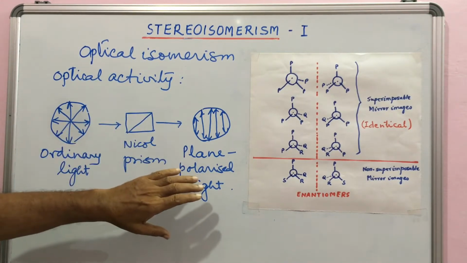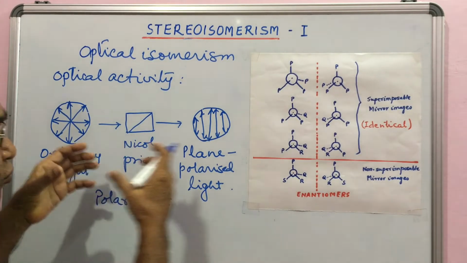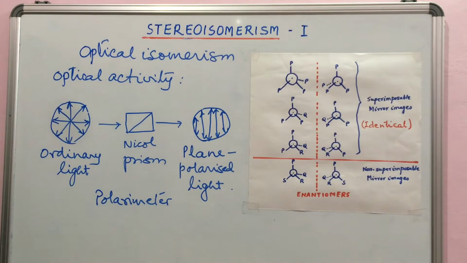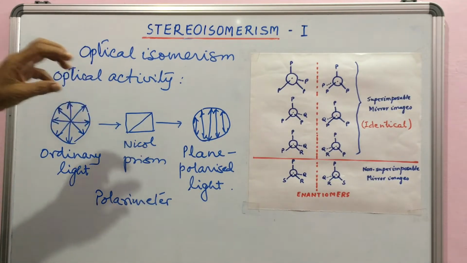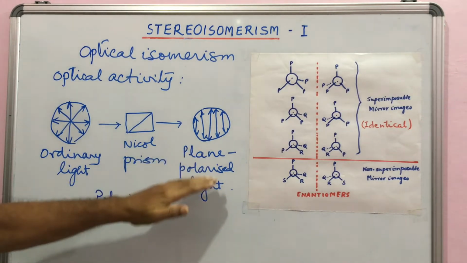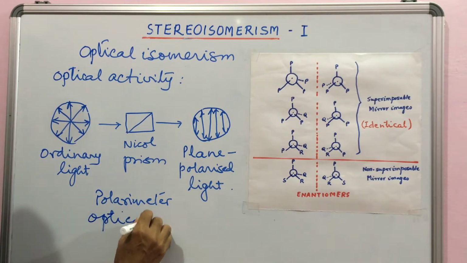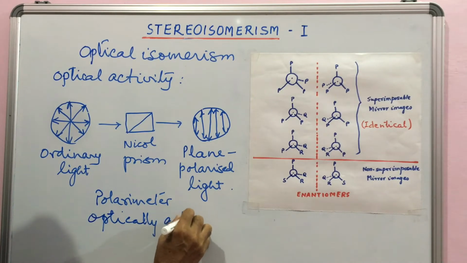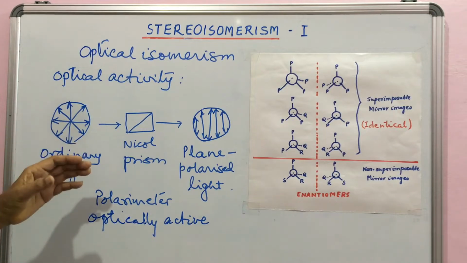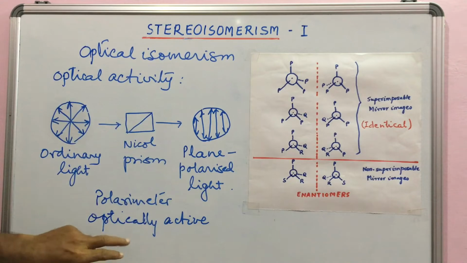When this plane polarized light is passed through a solution of a substance, if the compound filled there rotates the plane of this polarized light, it is said to be optically active. Not all compounds do this. Only particular compounds, which you will see later, which are optical isomers, do this.